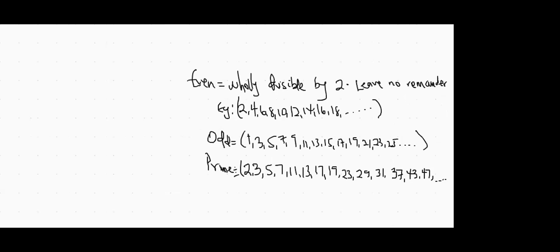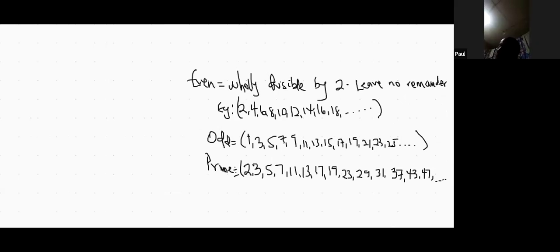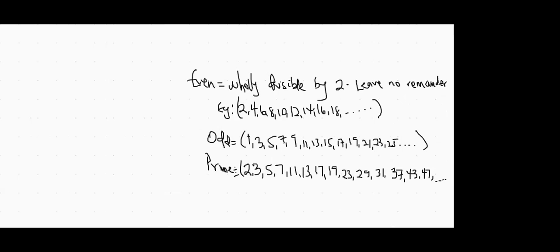So we gave examples as 2, 4, 6, 8, 10, 12, 14, 16, 18 onwards. Then we also came to odd numbers, and we explained that odd numbers are numbers which are not perfectly divisible by 2. That means that the moment you divide them by 2, it leaves you with a decimal, or it leaves you with a remainder. So we mentioned they begin from 1 and they span through to infinity. So 1, 3, 5, 7, 9, 11, 13, 15, on and on and on.